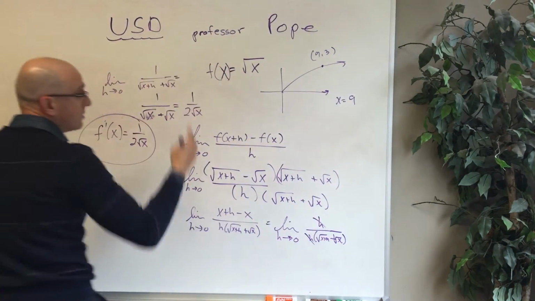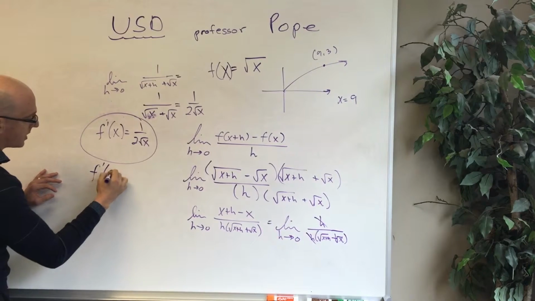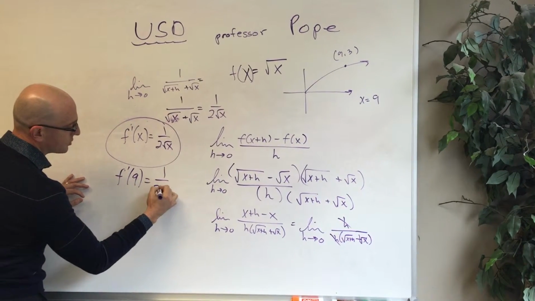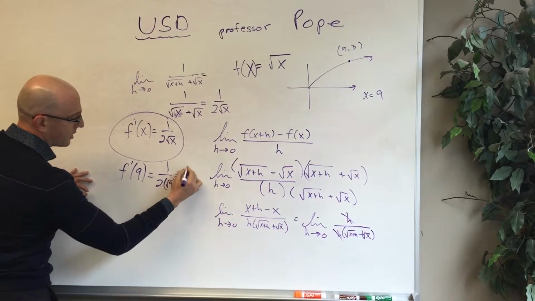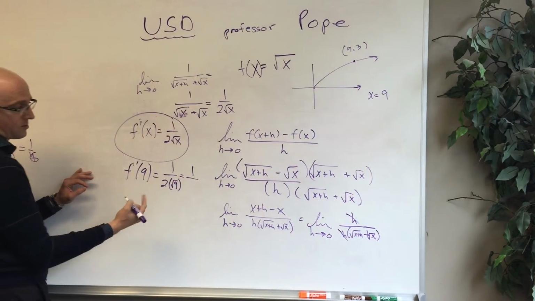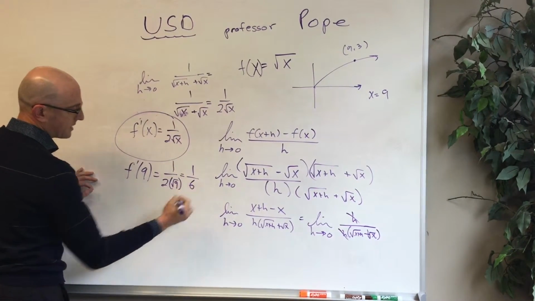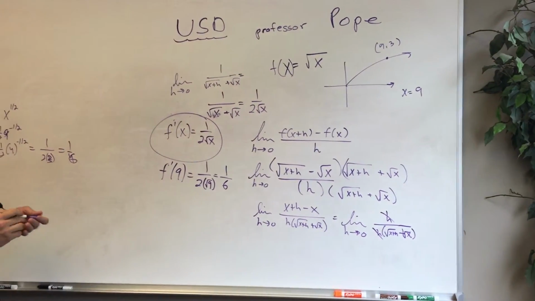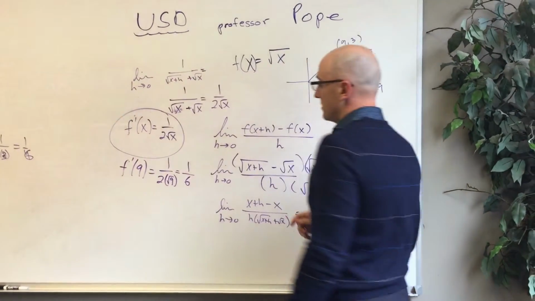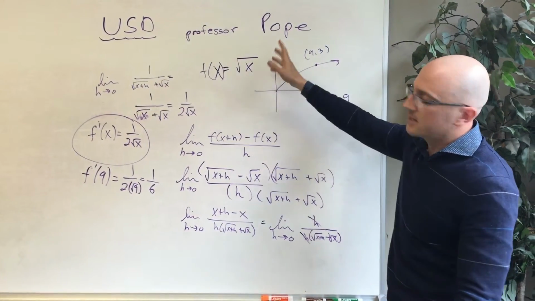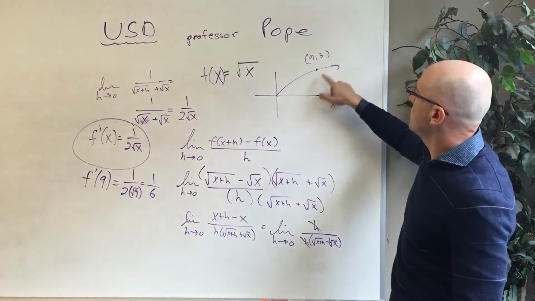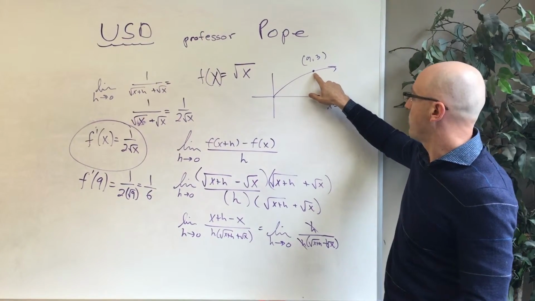So my x value is 9. So I'm going to write f prime of 9 equals 1 over 2 times root of 9. And I get 1 over, root of 9 is 3, 1 over 2 times 3 is 6. So what that means is that I am moving, if this is a position function, you'll have units, but let's say if it was in feet, whatever, you're moving 1/6 feet per second at that point.